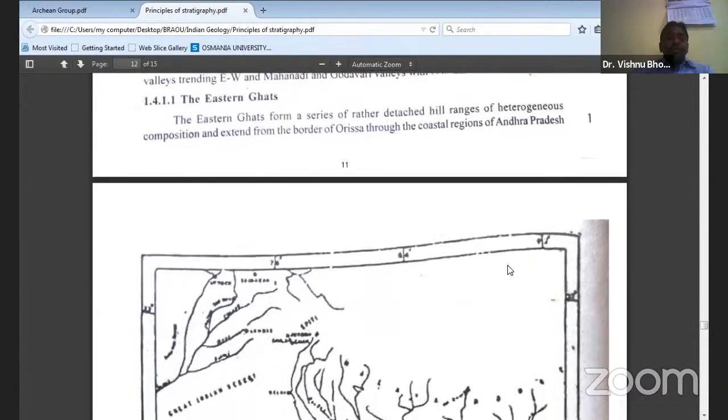Now coming to the Eastern Ghats. The Eastern Ghats form a series of hills which are detached. They have a heterogeneous composition and extend from the border of Orissa through the coastal region of Andhra Pradesh.